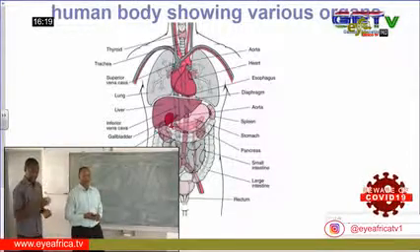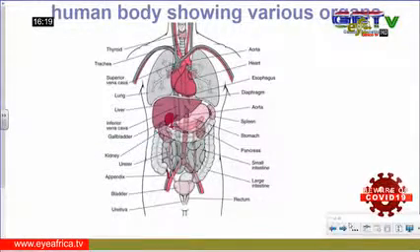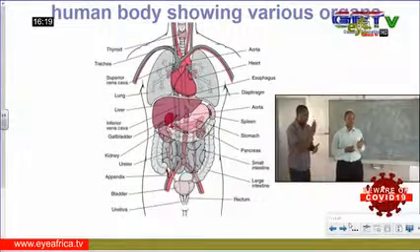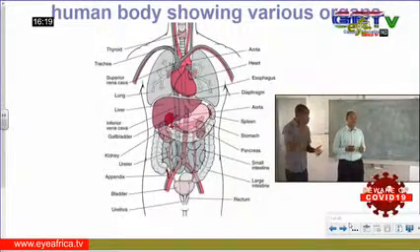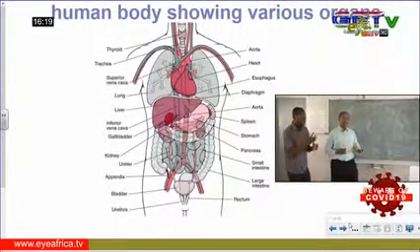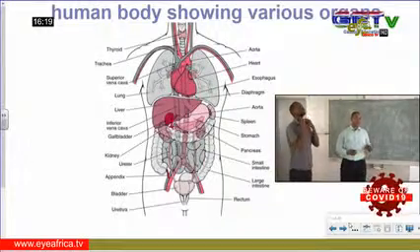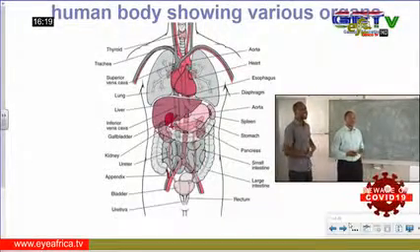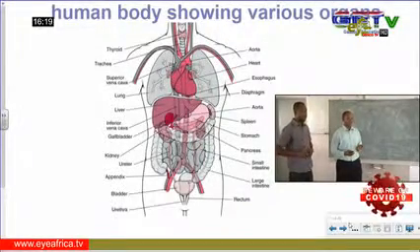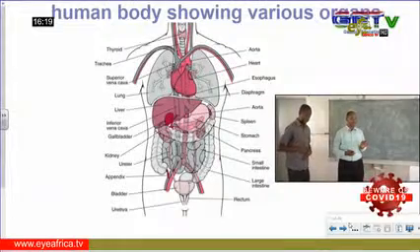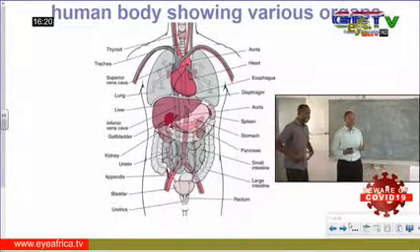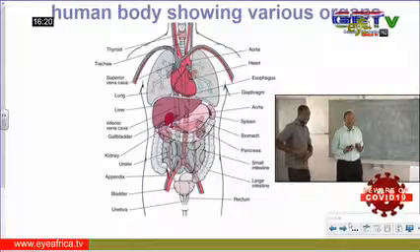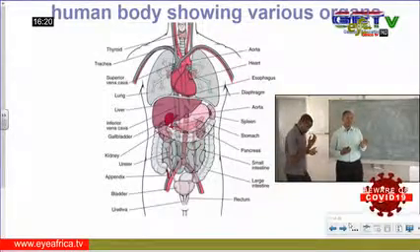Let's look at the human body, and we have various organs there. This picture helps you to see the different positions of the organs, which is very important. You need to know, for example, the position of the heart, the position of the lungs, the position of the liver, the position of the stomach. You can see the kidneys, not showing clearly, but you can see that they are at the back.